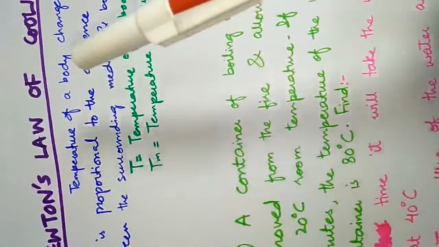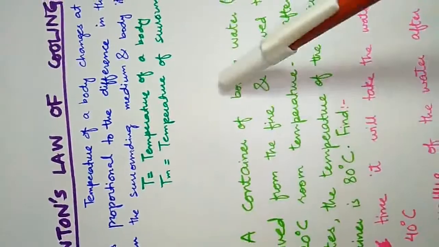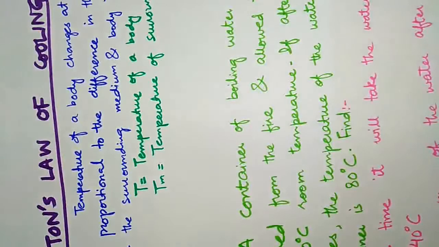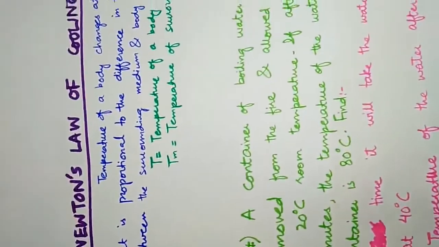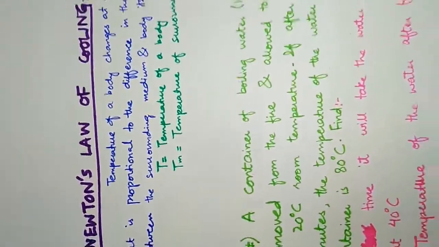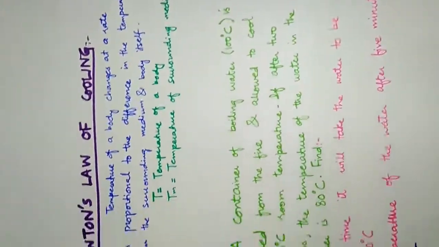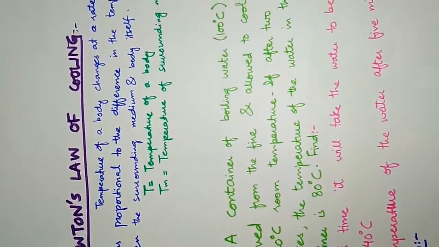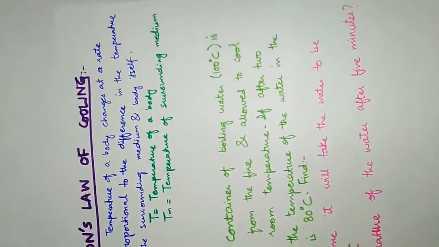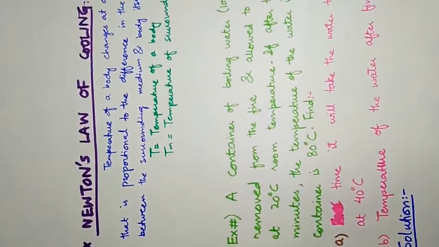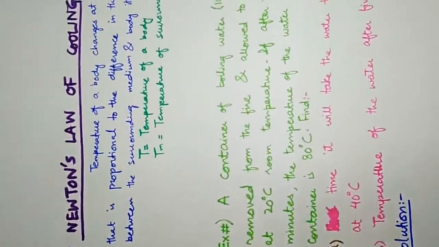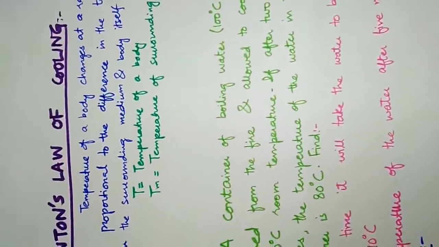So that says the temperature of the body changes at a rate, that means dT by dt, if it is temperature, then temperature change with time, d of temperature divided by dt, t is time. That is proportional to the difference in the temperature. Difference means subtraction. So proportional to the difference in the temperature between the surrounding medium and the temperature of the body itself.